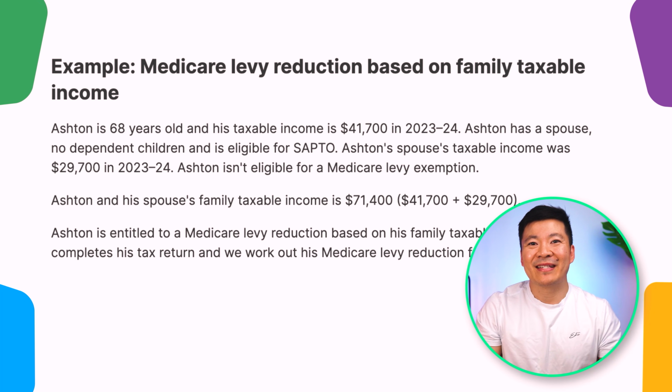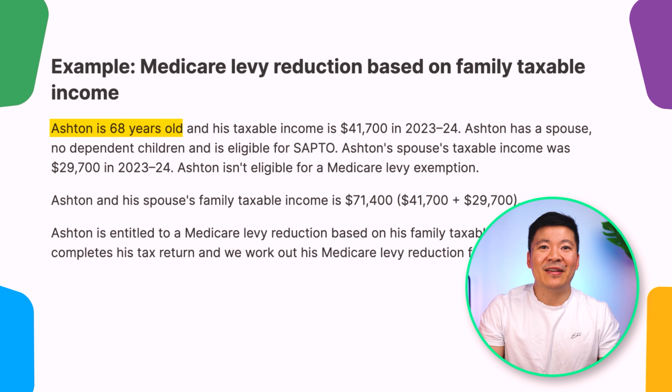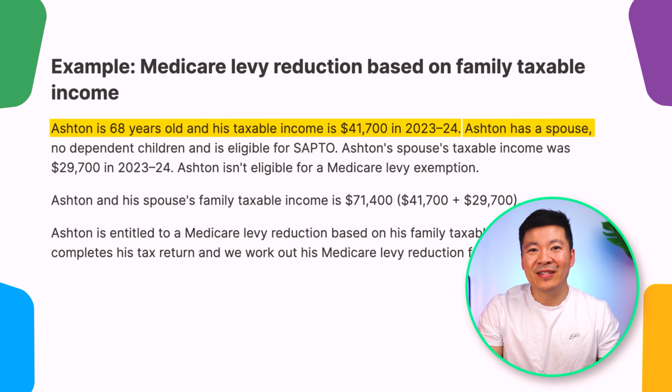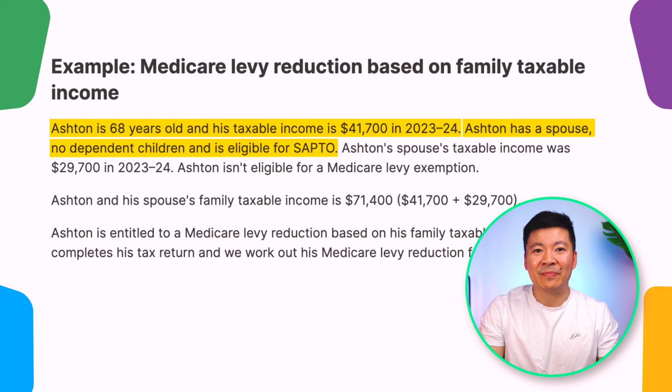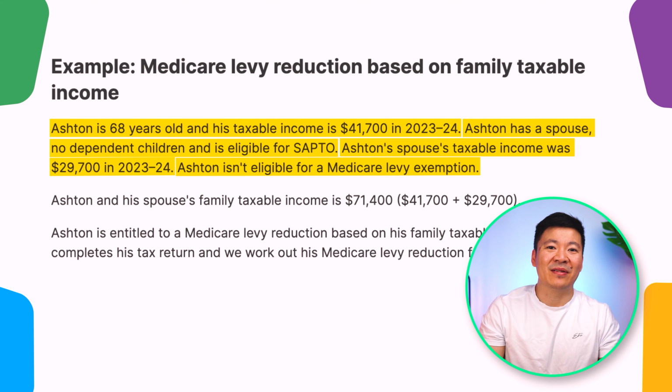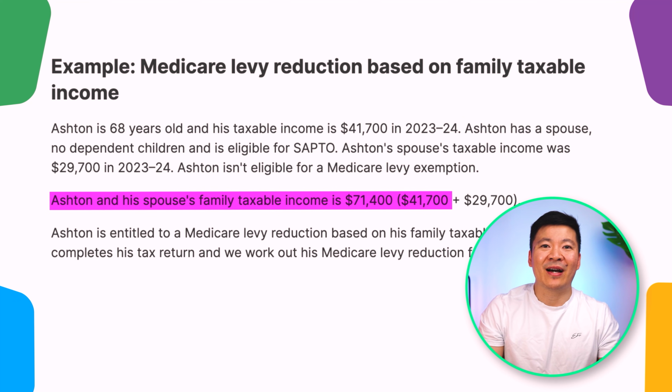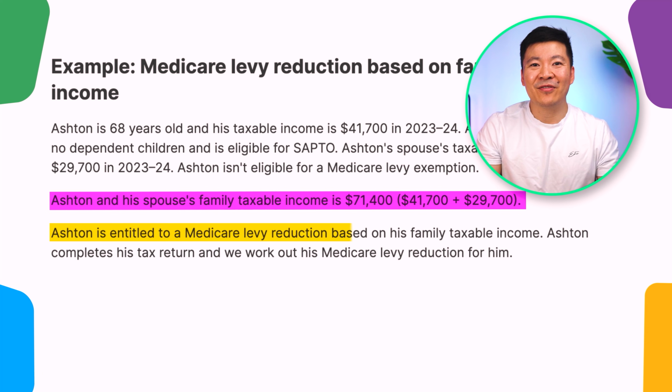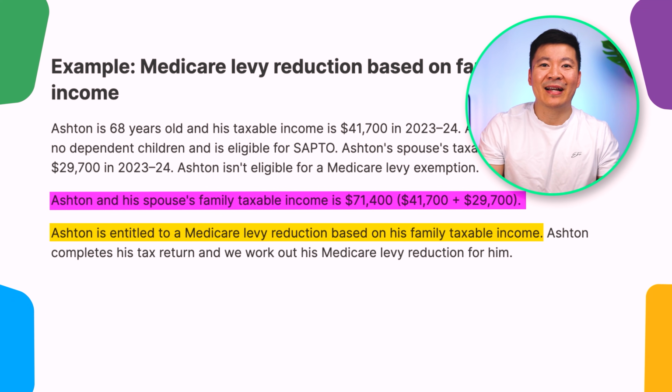Let's have a look at this worked example. Our friend Ashton is 68 years old and his taxable income is $41,700. Ashton has a spouse, no dependent children, and is eligible for SAPTO. Ashton's spouse's taxable income was $29,700. Ashton is not eligible for the Medicare levy exemption. Ashton and his spouse's family taxable income is $71,400, which is their combined income. Ashton is entitled to a Medicare levy reduction based on his family taxable income.